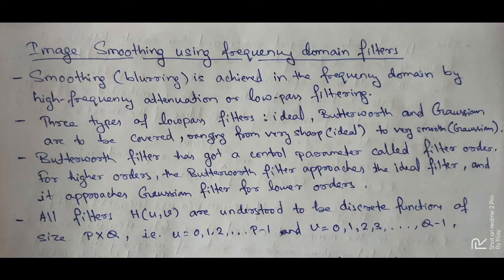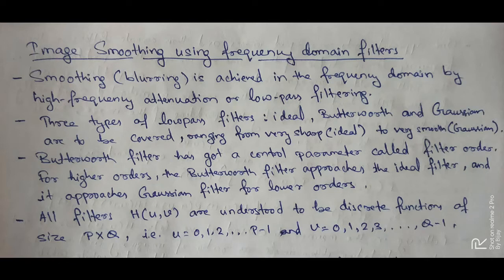But the Butterworth filter has a control parameter that we call the filter order. So as I said, if the filter order is kept high, the transition or the change in the frequency response will be sharp, and at the same time if you keep the filter order at a lower value, then the frequency response will change very slowly.